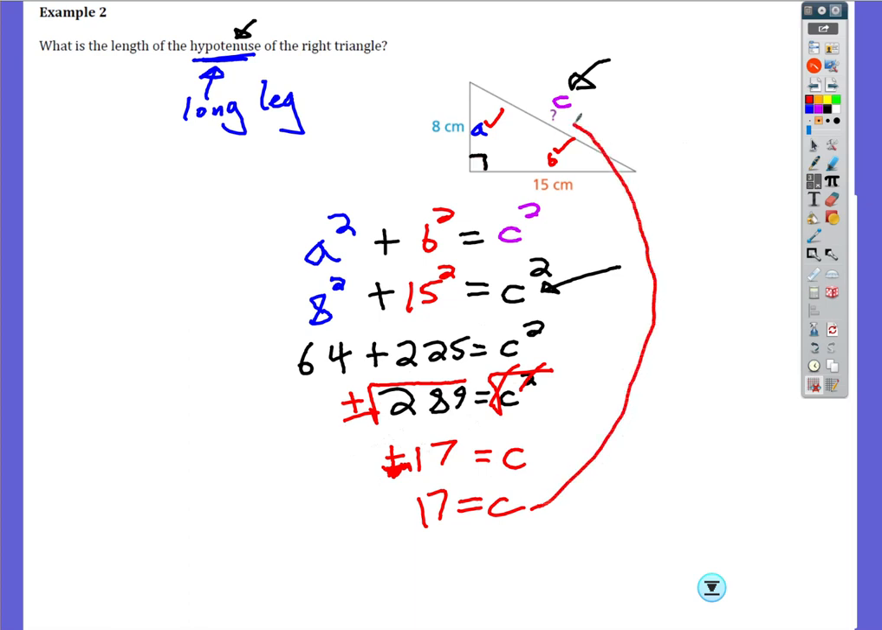So we now know that this is an 8, 15, 17 length triangle, and we've solved for the hypotenuse. So again, all you have to do when you have the hypotenuse is plug in a and b, evaluate it out, solve it algebraically. You've got your side length.